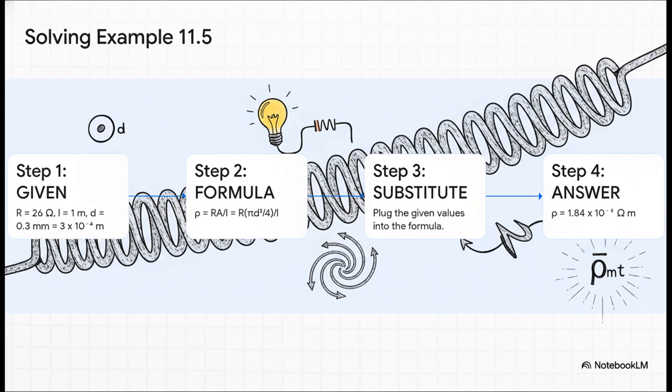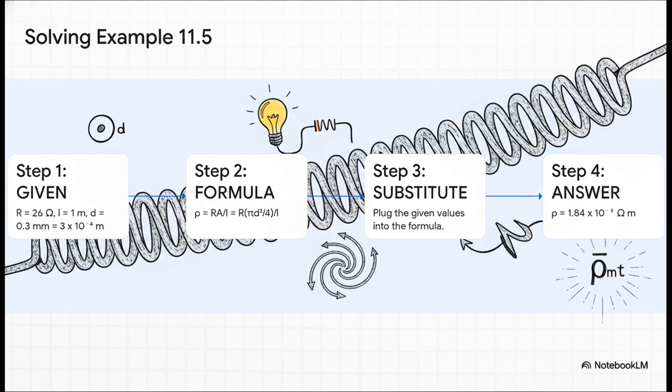Now, the first and most important thing to do is convert all units to the SI system. So 0.3 millimeters becomes 3 into 10 to the power of minus 4 meters. We need to find the resistivity, rho. Step 2 is the formula. We know R equals rho L by A. We need to find rho, so we rearrange the formula to get rho equals RA over L. Since the wire is circular, the area A is pi d squared over 4.